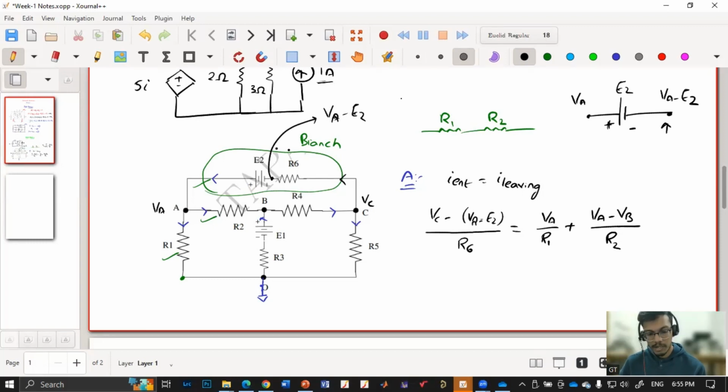Why is it VC minus? Because I have assumed the current in that resistor is flowing from VC to VA. So my VC is at a higher potential. So VC minus the other potential, which is VA minus E2, divided by the resistance, gives me the current in this branch. So this is entering and these two are leaving. So the summation of leaving is equal to entering.